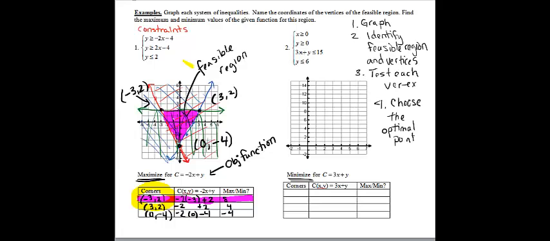I'd like for you to graph this first. X has to be greater than or equal to 0. That means I need all my X values that are greater than or equal to this vertical line. That's everything in the first and fourth quadrant. But then when I have Y is greater than or equal to 0, that's my horizontal axis. I need everything above that. So now I'm limited only to my very first quadrant, and this line was off a little bit.